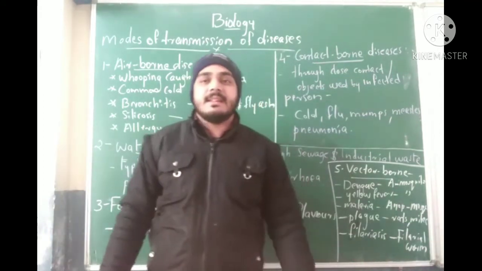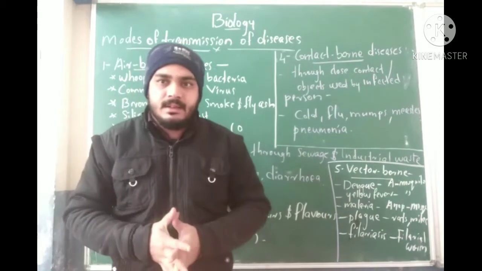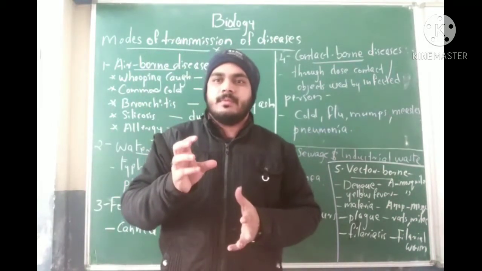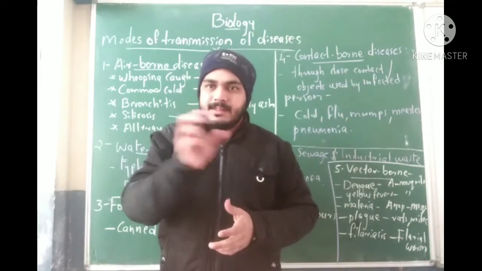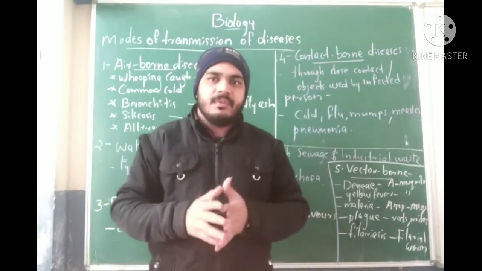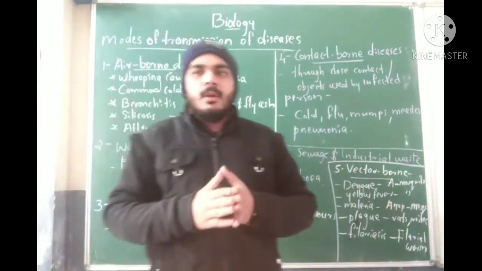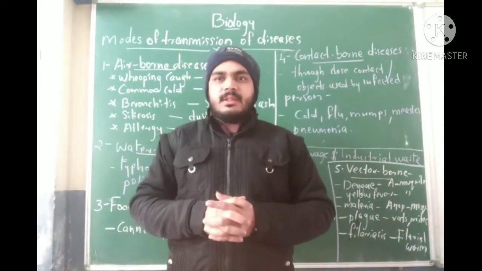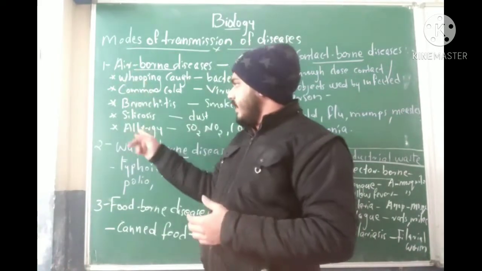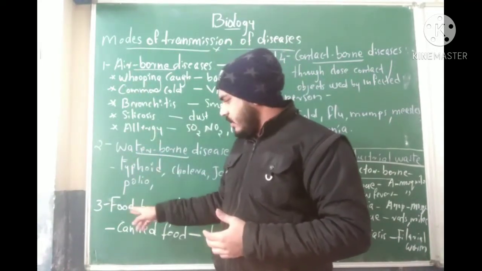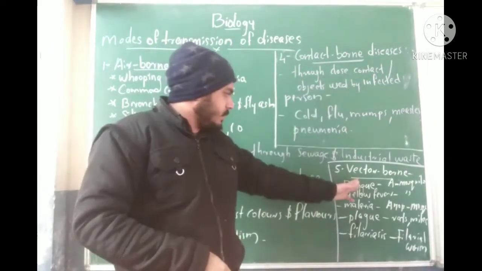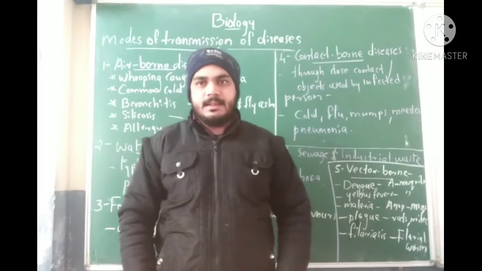Next one, filariasis. It is only caused by filarial worms. Some worms, named filarial worms, cause the disease named filariasis. So the communicable disease spreads in different ways. The first one, airborne disease. Second, waterborne disease. Third, foodborne disease. Fourth, contact-borne disease. And fifth, vector-borne disease.